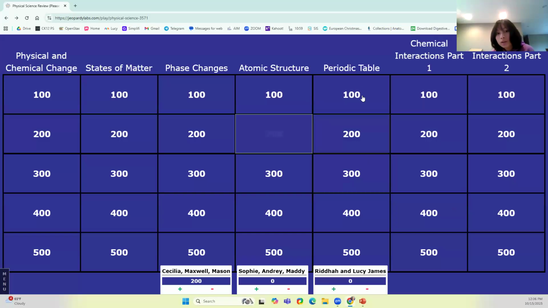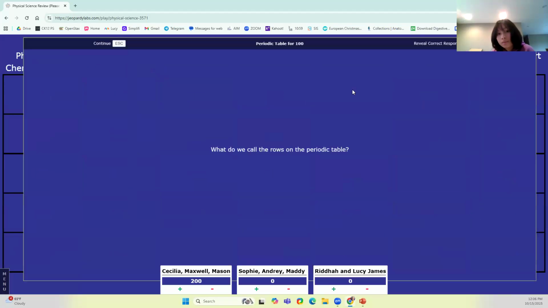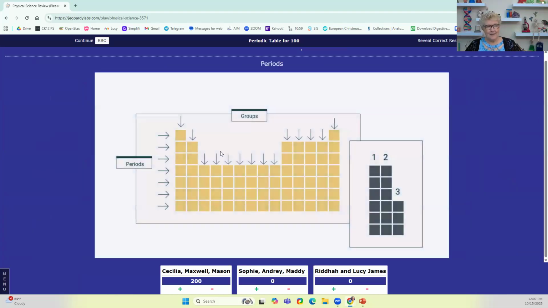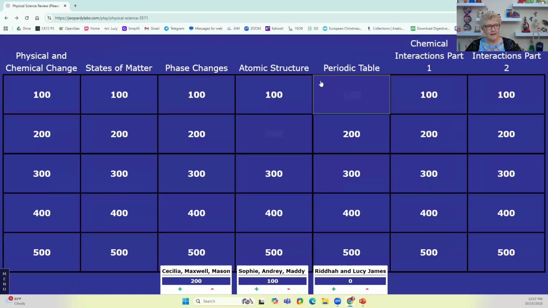Periodic table 100. What? That's really little. What do we call the rows on the periodic table? So like the horizontal ones? Yes. Periods. They are called periods. Very good. The horizontal ones are called periods. All right, now Sophie's team gets 100 points. And next we start with Rita.